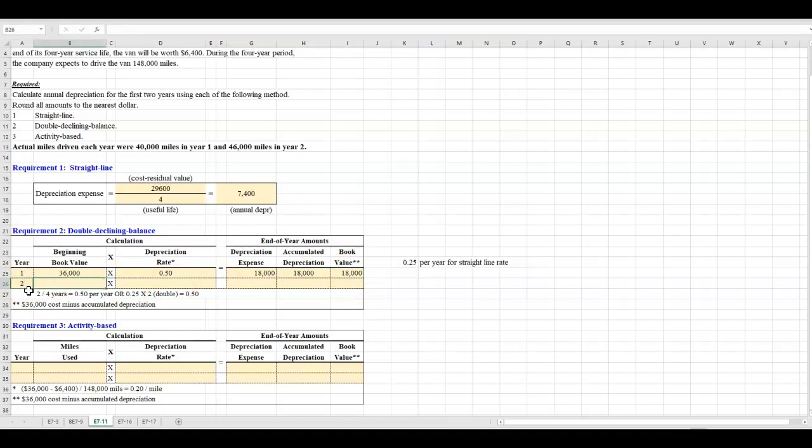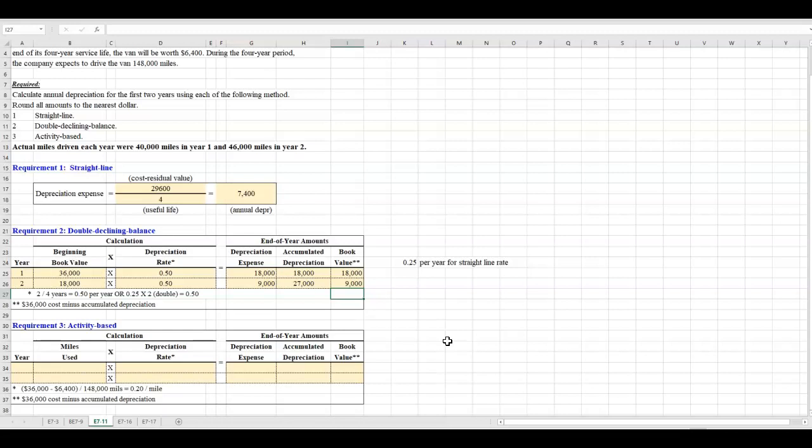Year 2, I start with my ending book value from year 1, which is $18,000. I multiply it times the same rate, 50%. So 18,000 times 50% gives me 9,000. My end of year amount in my accumulated depreciation account is the 18,000 from year 1 plus the 9,000 for year 2. That gives me 27,000. My book value at the end of year 2 is 36,000 minus my accumulated depreciation of 27,000, or 9,000. And then I would go on to year 3 and I'd start with a beginning book value of 9,000 times 50%, and so on and so forth. I would stop depreciating when I reached the $6,400 residual value.